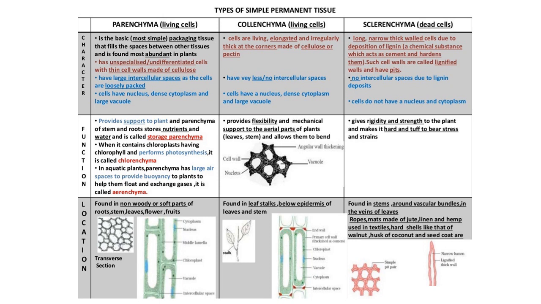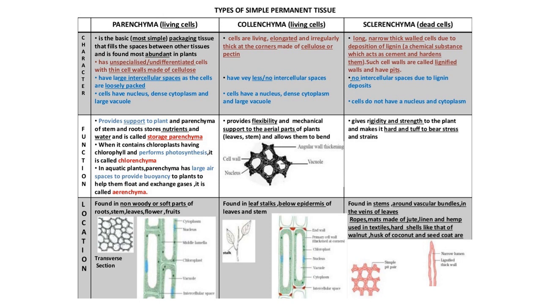On the other hand, if we talk about the characteristics of sclerenchyma, they are dead cells. They are long, narrow, thick-walled cells due to the deposition of lignin. Lignin is a chemical substance which acts as a cement. It makes these cells hard. And such cell walls are called lignified walls, and they have pits also in between. Now, no intercellular spaces because there are lignin deposits present, and these cells do not have nucleus and cytoplasm. They are dead cells basically.